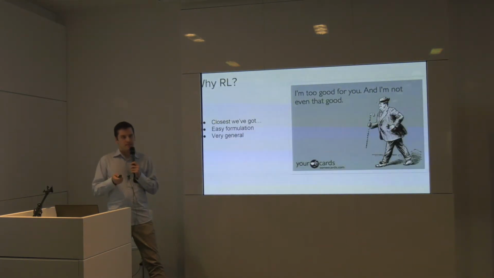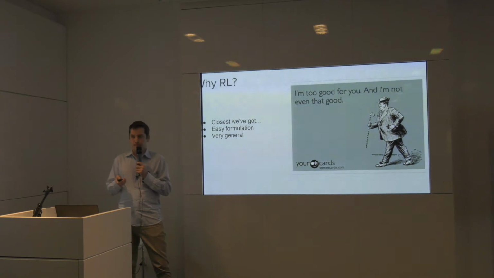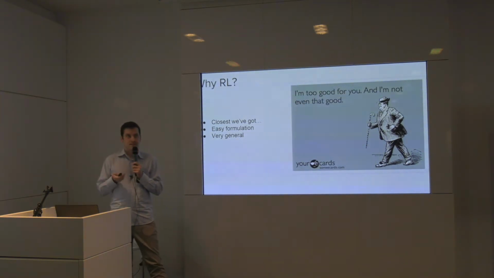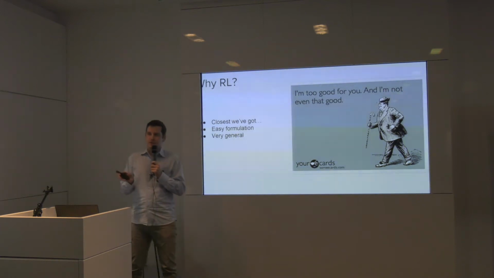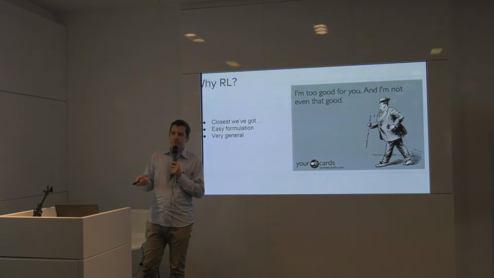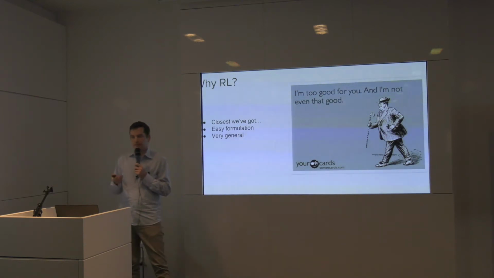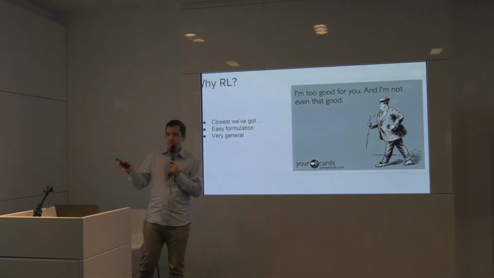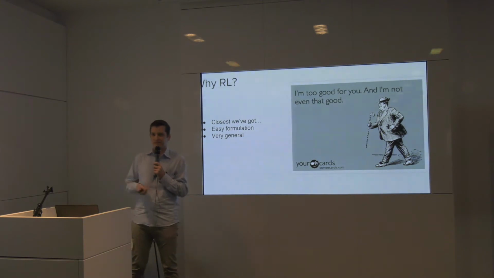And why do we say we would like to use reinforcement learning? One thing is that it's the closest we've got. Someone may disagree, but it's close to how we think, how we act with the environment, in the sense that it has an easy formulation. Like I said, it's only this hot and cold problem, in a sense. And it's very general, since it's an easy formulation.